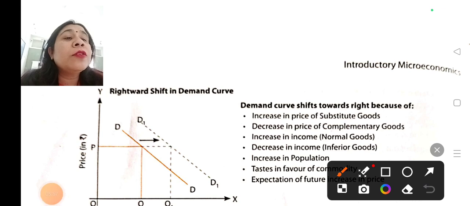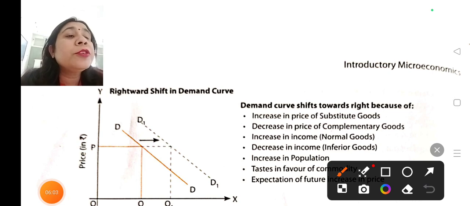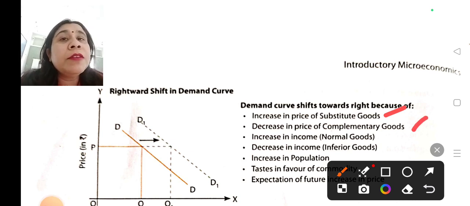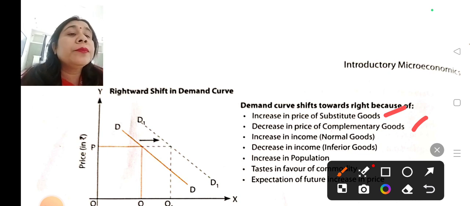Increase in the price of substitute goods. You can see on your screen. Increase in the price of substitute good, demand curve will shift rightward even at the same price. Decrease in the price of complementary goods, demand curve will shift rightward even at the same price. So this is not expansion and contraction in demand. We are assuming that price remains constant.